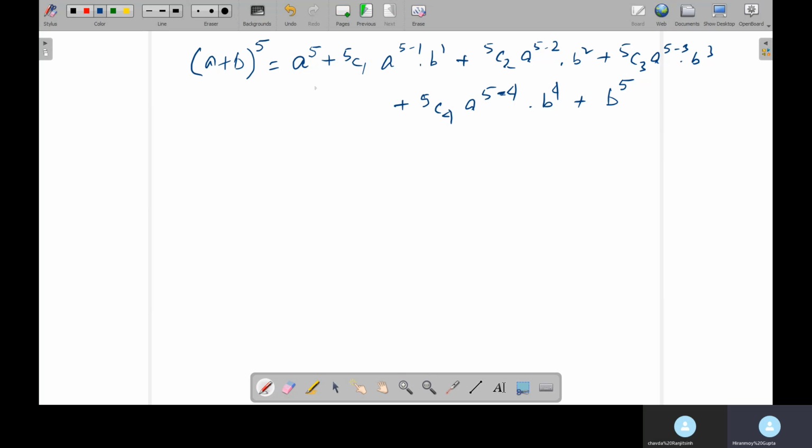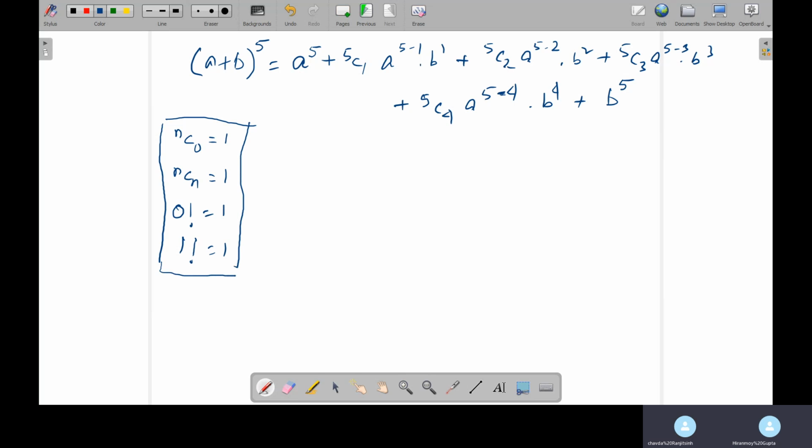Now what are the things I have used for this one? There are a few more formulas you need to know. nC0, whatever n is, will be 1. nCn, if both values are the same, will be 1. These two expressions, and 0 factorial is also 1, and of course 1 factorial is also 1. So these are the formulas you have to keep in mind. Now we are coming to the expression.